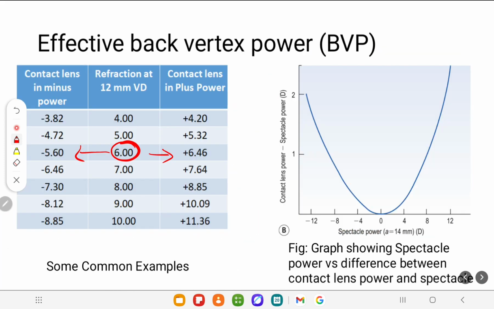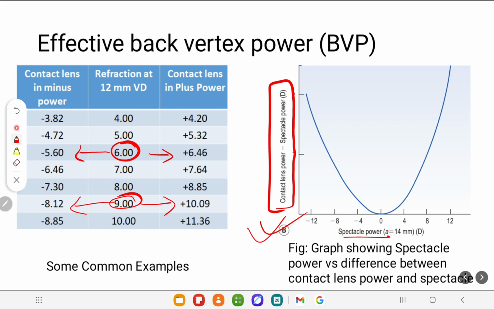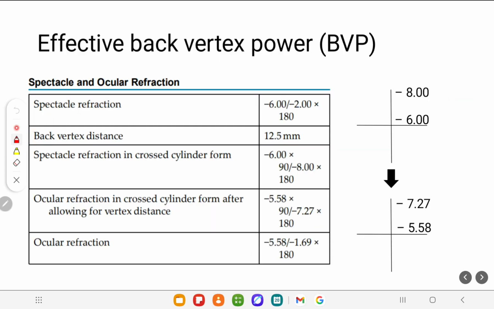So let's move forward. I have already told you, whenever in minus 9 spectacle, the contact lens power decreases, and plus 9, contact lens power increases, isn't it? So that's the graph taken from, I think, Efron, which is a very beautiful graph. So you can see whenever you increase the spectacle power, the contact lens power minus spectacle power always increases, the difference between them increases. Yes, it's very important. This graph is a very sweet graph, okay.